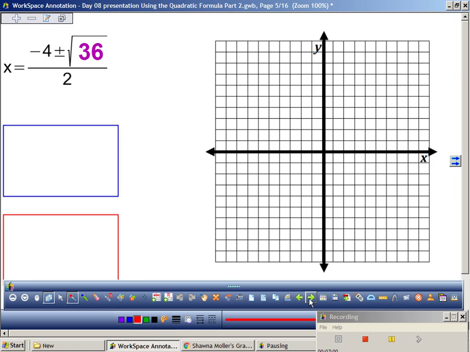Oh, let's look at this one. Can you guys do that one in your head? Without doing any work, just show me on your whiteboard how far away are we going to go from the axis of symmetry? Plus or minus what? No work, just in your head.